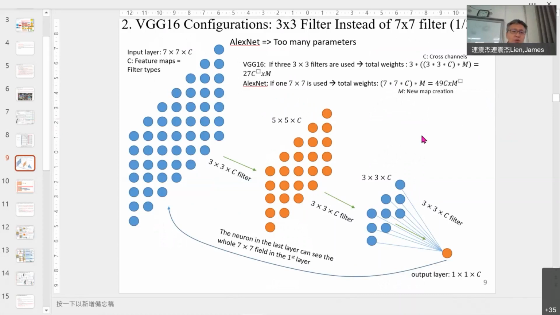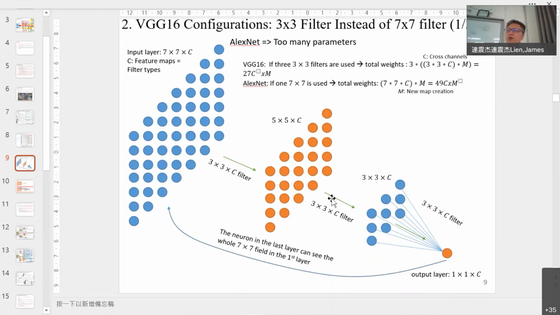So one important point for VGG16 is this one. Instead of a 7x7 convolution channel, we use 3x3. But how many 3x3?